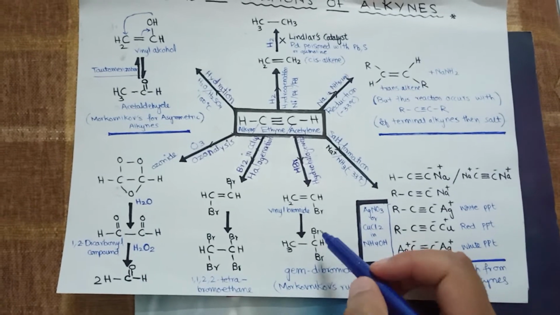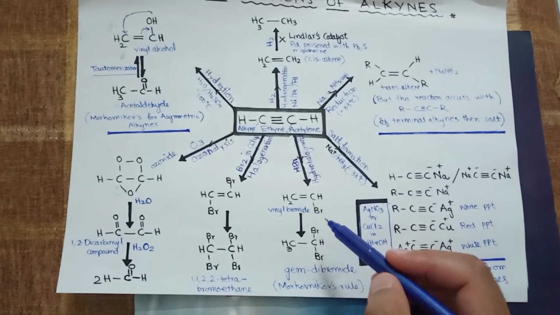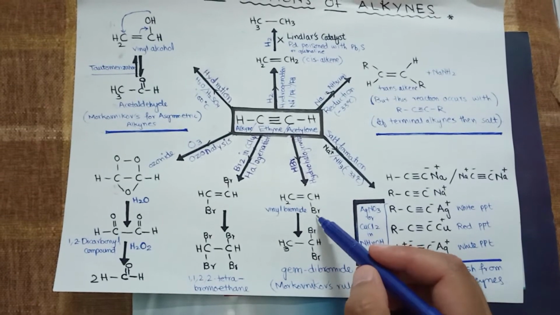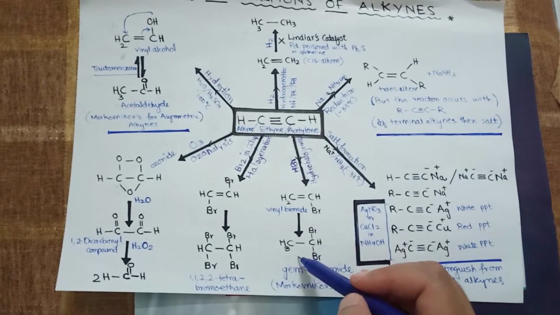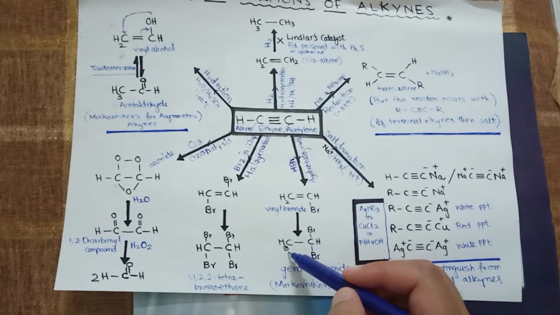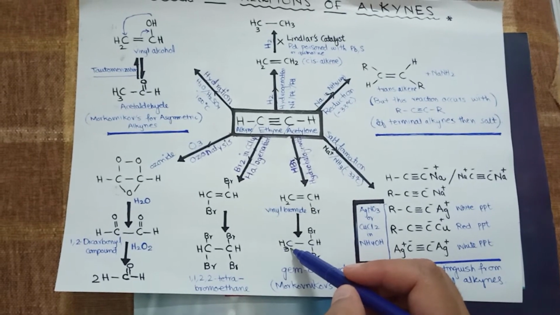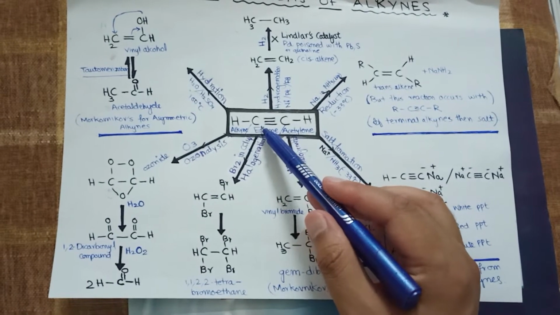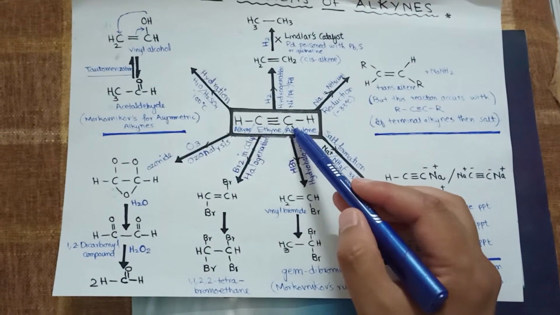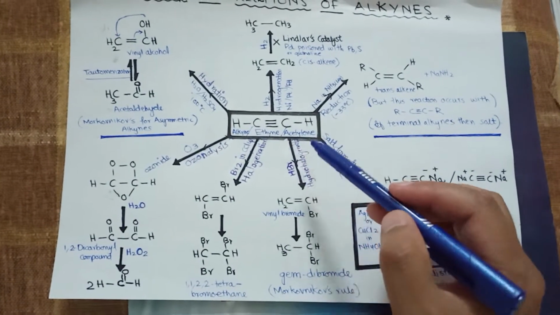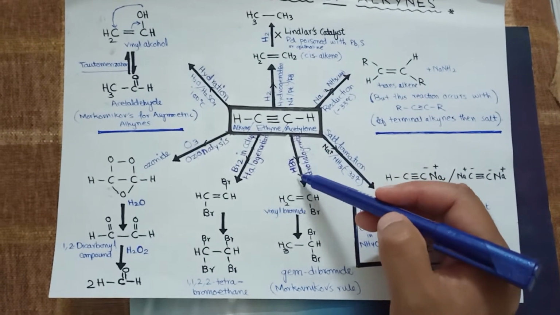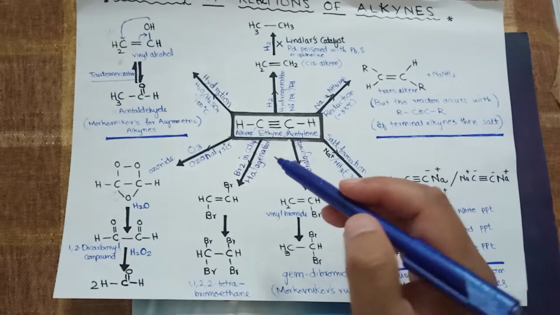So this gem dibromide is produced due to the Markovnikov rule. Because of this Markovnikov rule, bromine will attach again on the same carbon where bromine is already present, and the hydrogen will attach on the other carbon. If this is our symmetrical alkyne, fine; if we have an unsymmetrical alkyne from the very beginning, then the Markovnikov rule will apply from the first step.